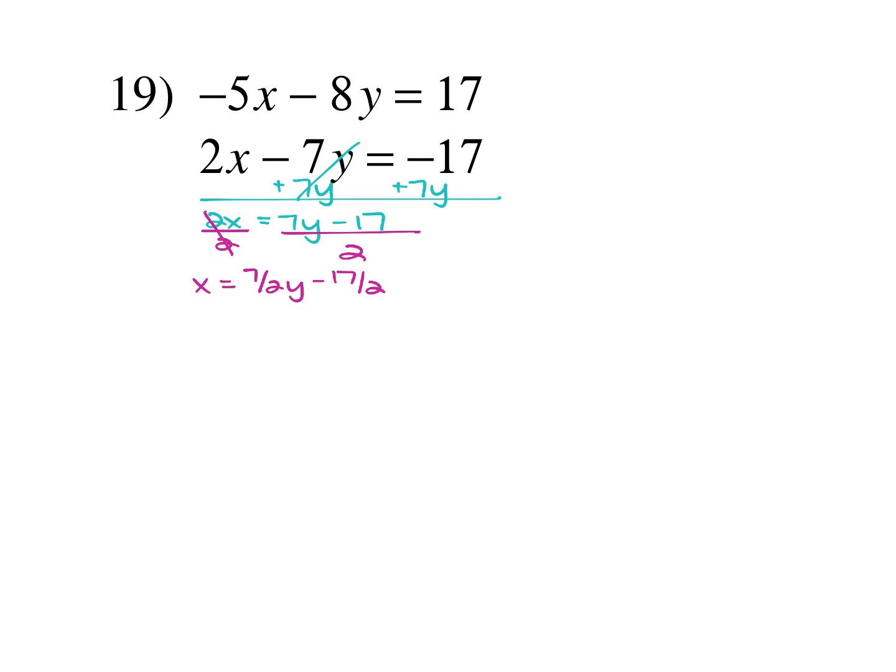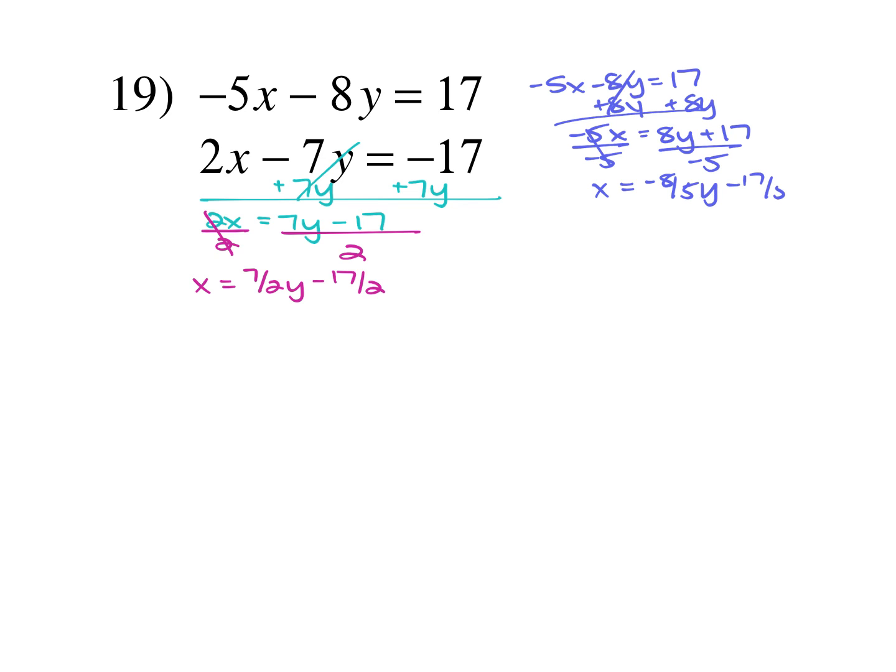The other equation. If you were to use negative 5x minus 8y is equal to 17, and you want to solve for x, you would add the 8y to both sides and be working with negative 5x is equal to 8y plus 17. Then divide by negative 5. So x is equal to negative 8 over 5y minus 17 over 5. I don't like using that one because then I have a higher denominator. When I'm finding my like denominators to add and subtract fractions, it's going to be harder. So I would rather have used the bottom one, so I have a denominator of 2 instead of 5.